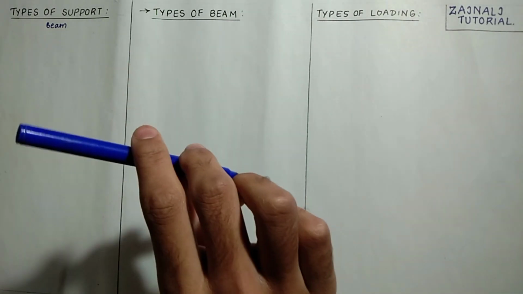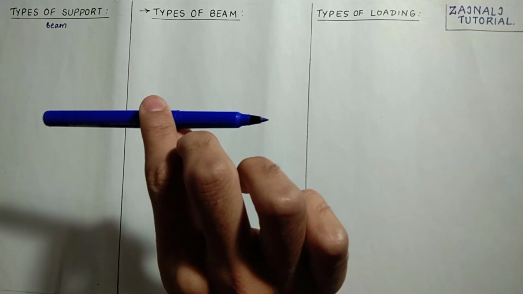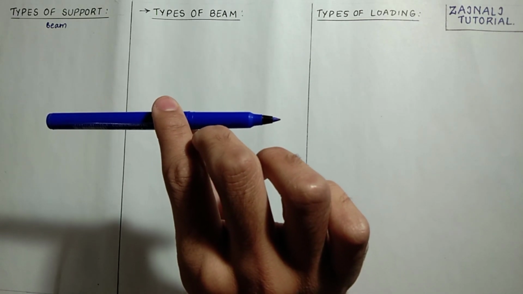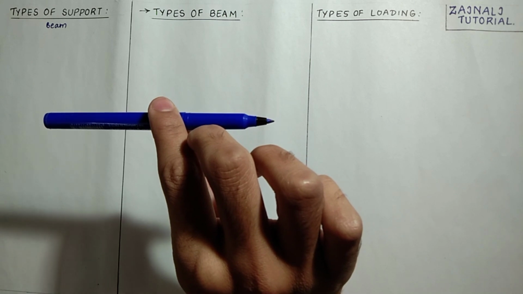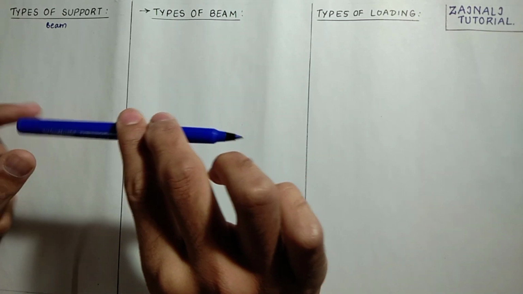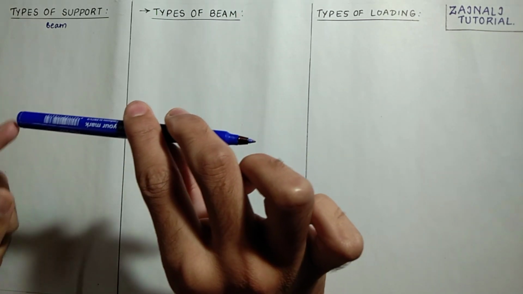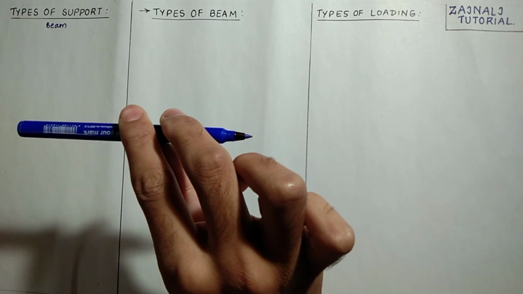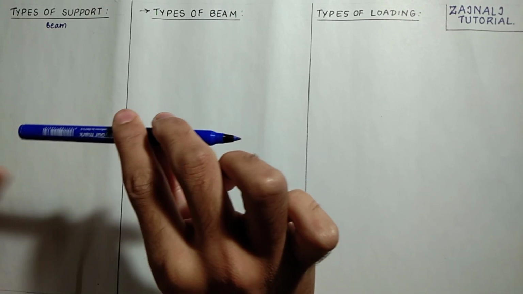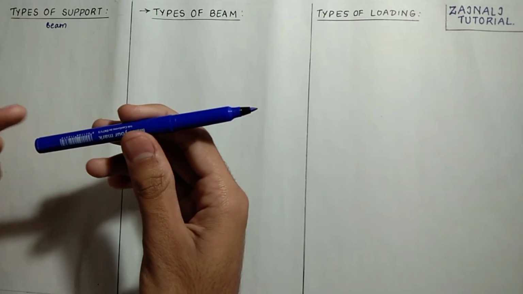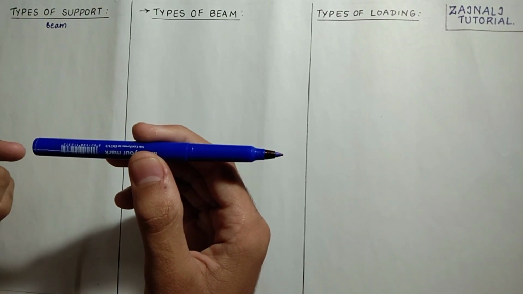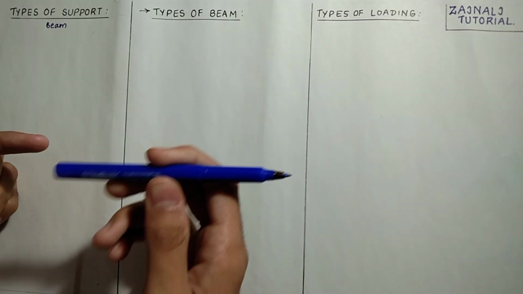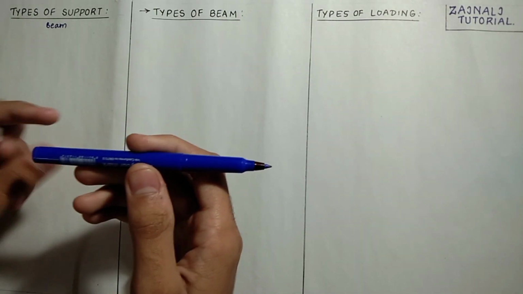For example, if the length of the pen is more than the other two dimensions, that is breadth and thickness, let us say here it is a circular cross section, instead of that it is a rectangular cross section, then if the length is more than the breadth and the thickness, it may be regarded as a beam, but it has to be supported on certain types of supports.